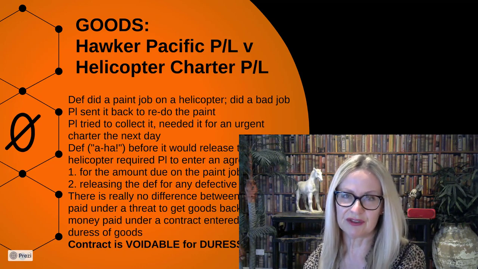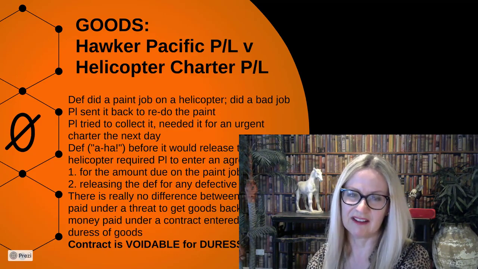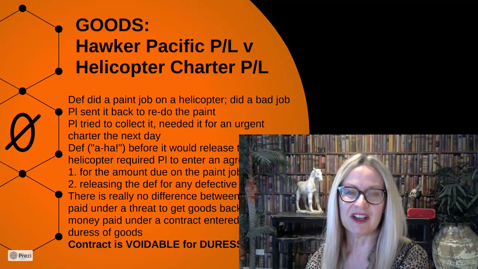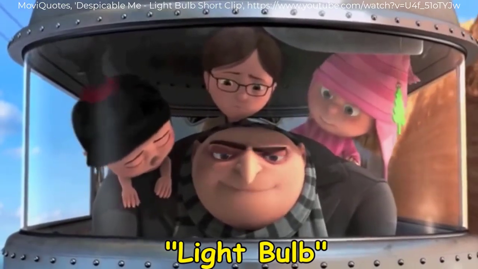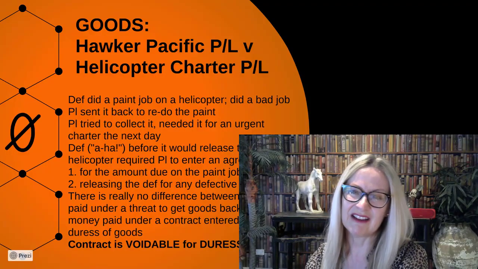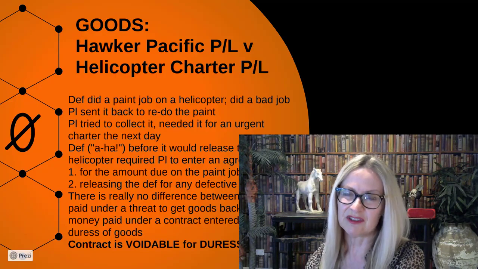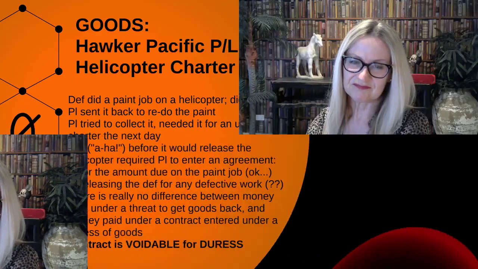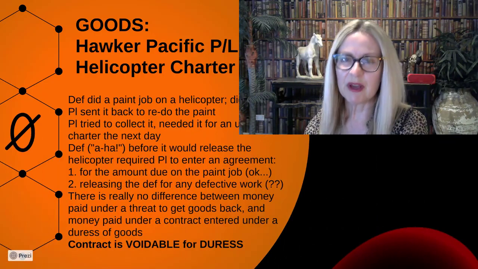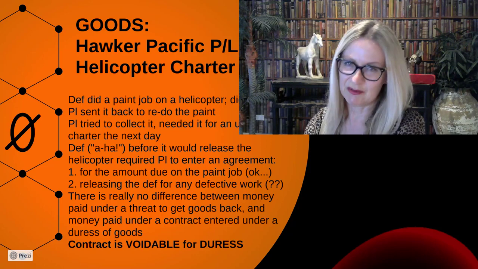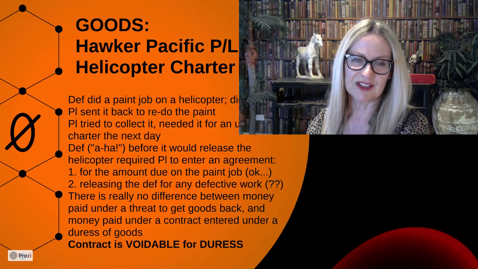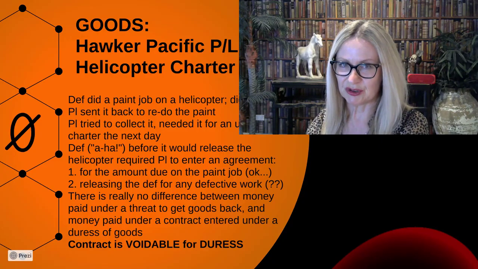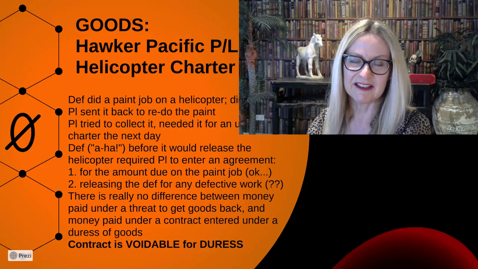Unfortunately, when they arrived to collect the helicopter, they made the mistake of mentioning the fact that they needed it for the urgent charter the next day, at which the defendant had an aha moment, and spied their opportunity. Wonderful little vignette of human behaviour here. So they decided that before they would release this helicopter, they would require the plaintiff to enter into an agreement. Now, the agreement had two salient terms for our purposes. Firstly, an acknowledgement of the amount that was due for the paint job. Well, that's fine, no real problems there.